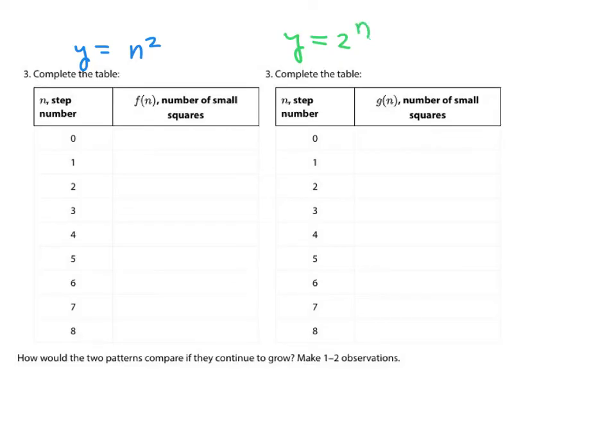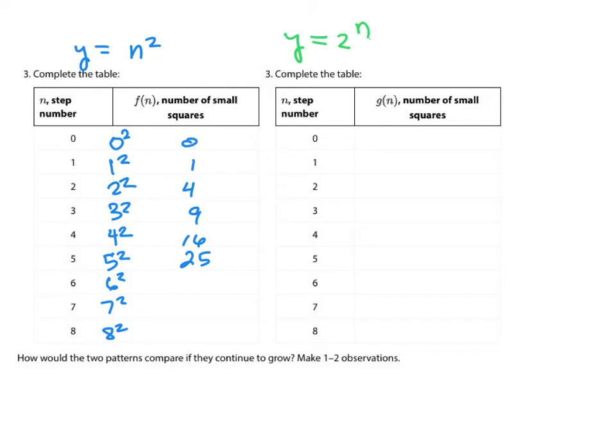So here, let's fill in 0 squared, 1 squared, 2 squared, 3 squared, 4 squared, 6, 7, and 8. 0, 1, 4, 16, 25, 36, 49, and 64.